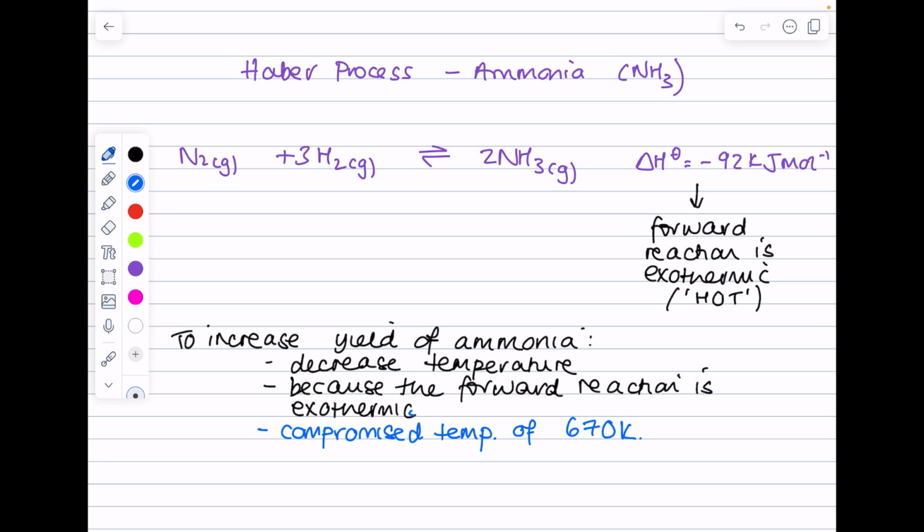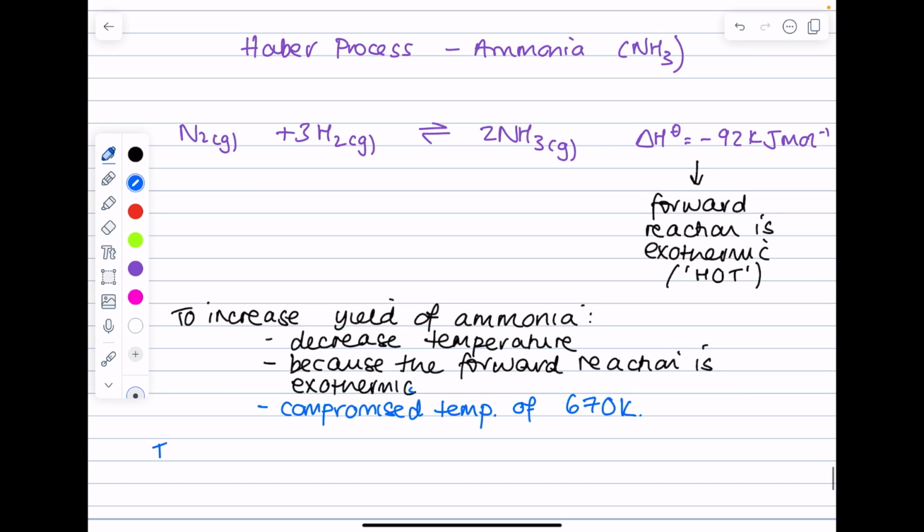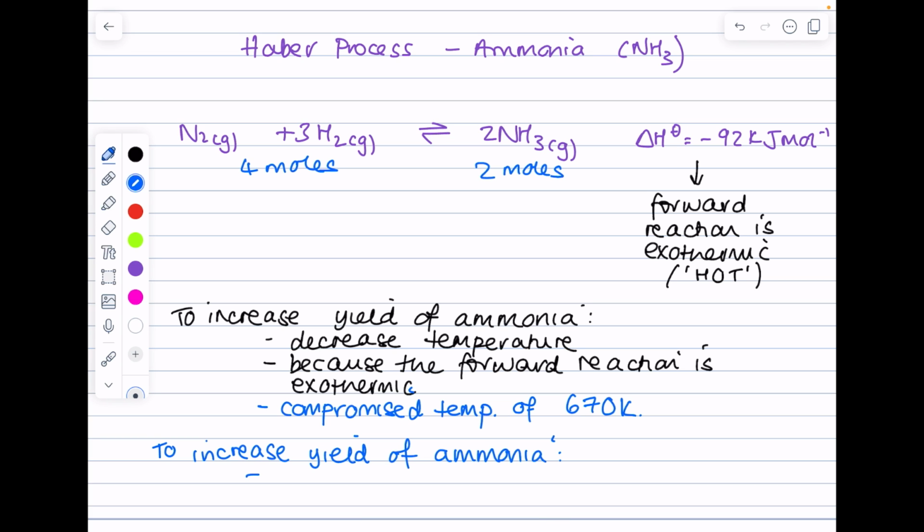Now let's consider the effect of pressure. So again, to increase the yield of ammonia, this is when you need to count the number of moles of gas on each side of the equation. So we look at the large numbers. There's 4 moles on this side versus 2 moles on this side. So to increase the yield of ammonia, we want to increase the pressure.